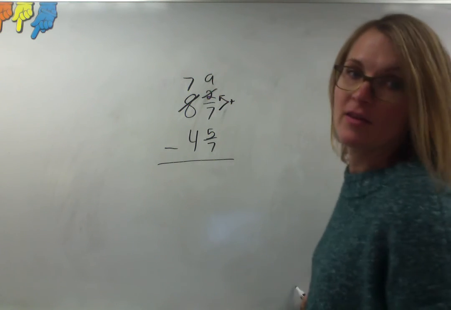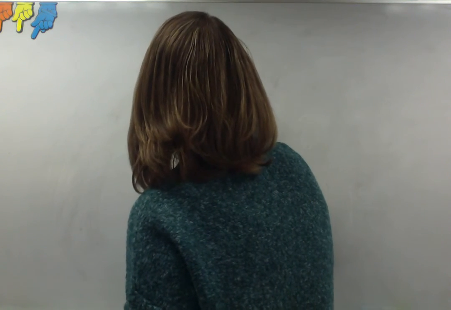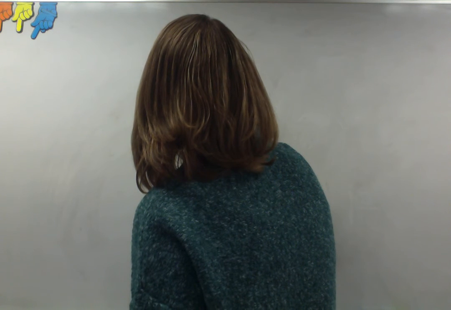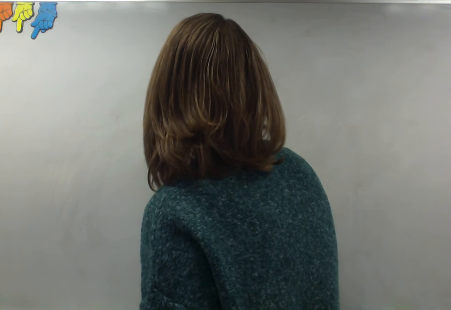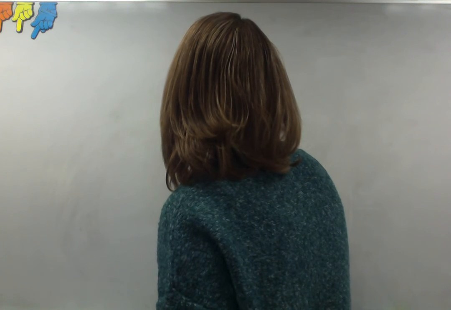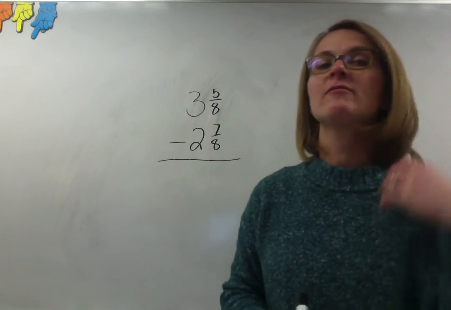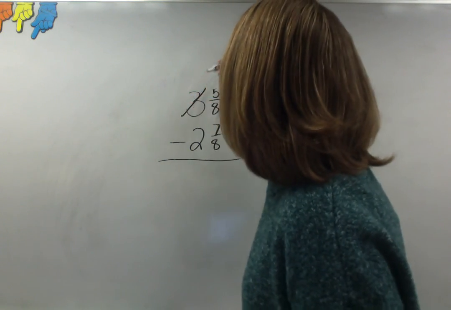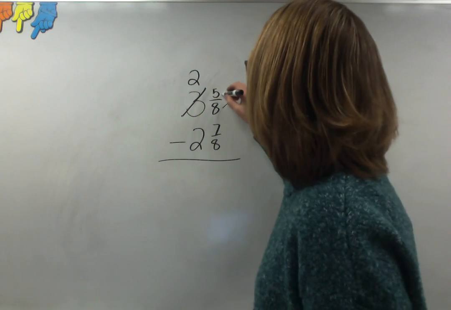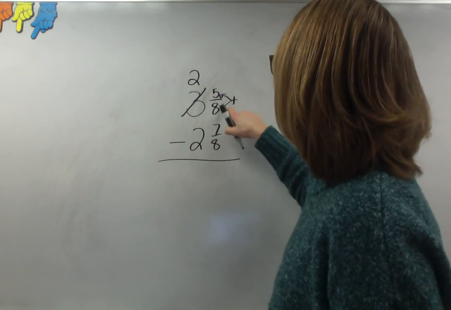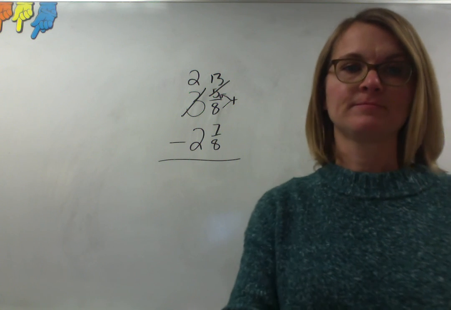All right, one more for luck. 3 and 5/8 minus 2 and 7/8. We cannot take 7 from 5 because 7 is bigger than 5. We need to borrow. We borrow from the ones place. We add a whole here. The shortcut is bottom plus top will tell you your new numerator. 8 plus 5 is 13. So your numerator will become 13. All right, good luck.